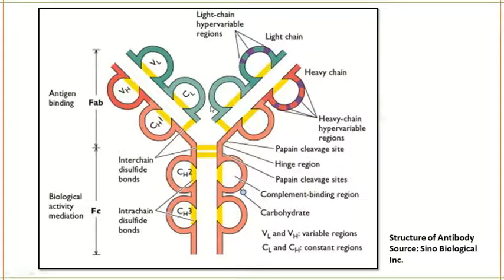So this is another diagram of an antibody. Okay, everything is the same. This region is called the antigen binding region or Fab. Up to this region is the Fab, and the tail region is the Fc. This tip is called the variable region or hypervariable region, because this is the position where the antigen will come and bind. Okay.